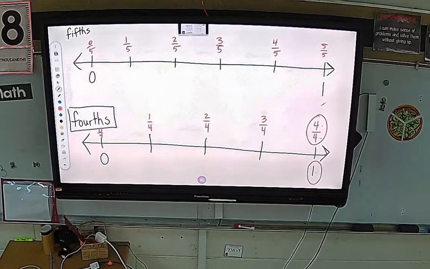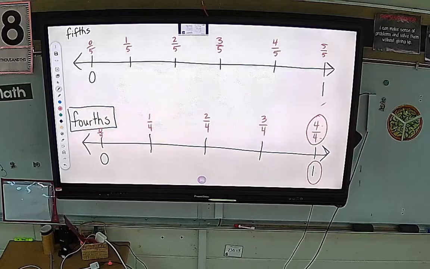Alright, so your number line looks like that? Yeah, it should. Alright, put the top on your marker for a second. Okay, so yeah.